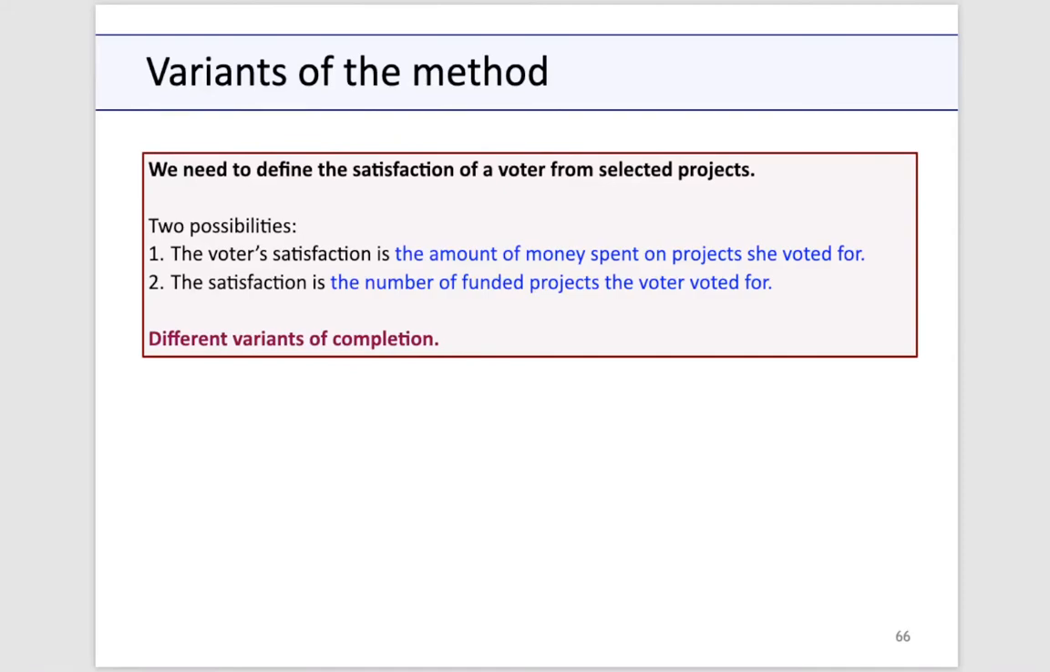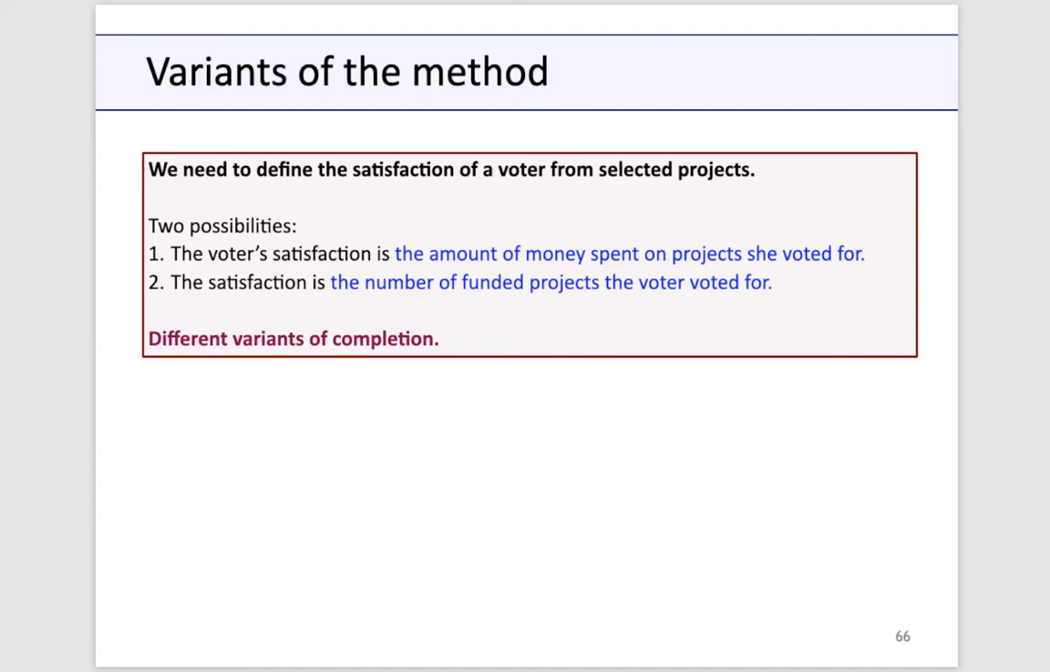Finally, there are different variants of the method of equal shares. However, what is important is that all these variants share good properties pertaining to proportionality and efficiency of spending public money. For example, if the voters vote via approvals, then there are different ways in which we can define the satisfaction of a voter. Perhaps the most natural way is to define a satisfaction of a voter as the total amount of money spent on the projects that the voter voted for.